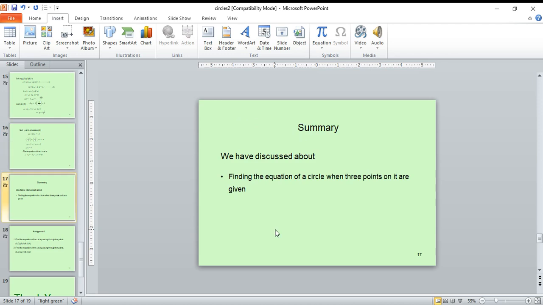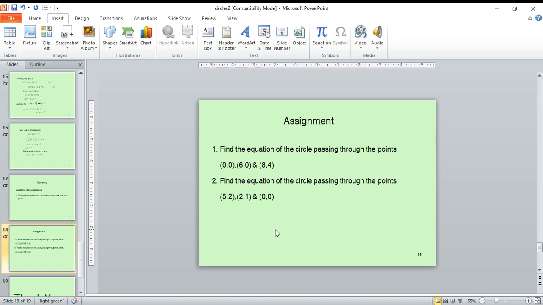Summary. We have discussed finding the equation of a circle when 3 points on it are given. Assignment. Find the equation of the circle passing through the points 0 comma 0, 6 comma 0 and 8 comma 4. Find the equation of the circle passing through the points 5 comma 2, 2 comma 1 and 0 comma 0.